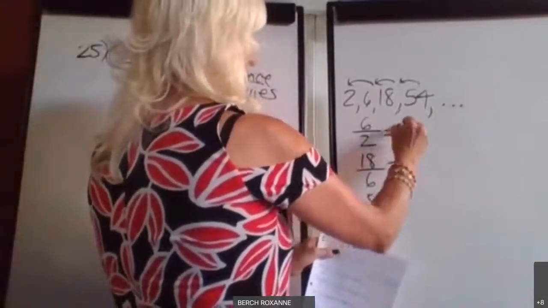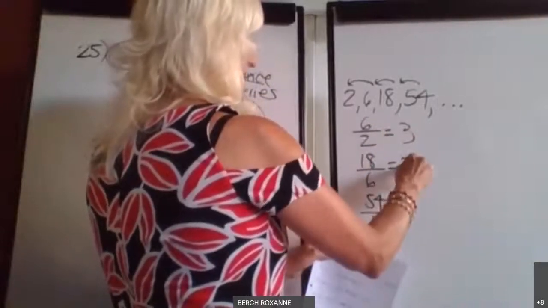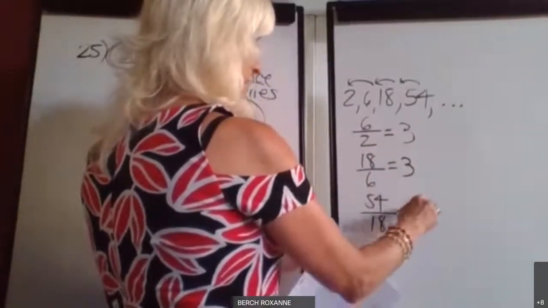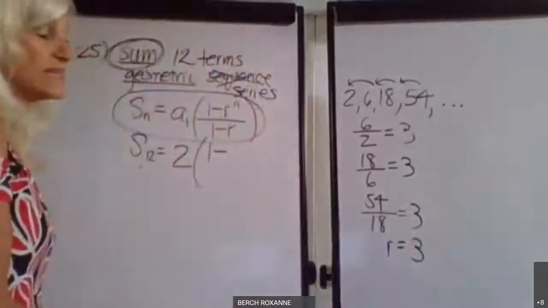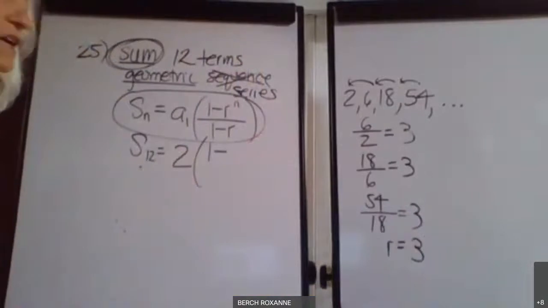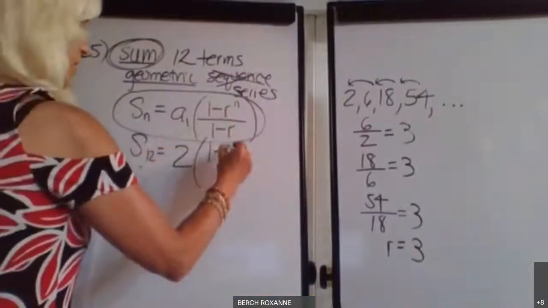So 2 times what is 6, 3, 6 times what is 18, 3, 18 times what is 54, 3. And we know that it's common because they said it, but now we know what it is. So now where there's an r, you're going to put a 3.